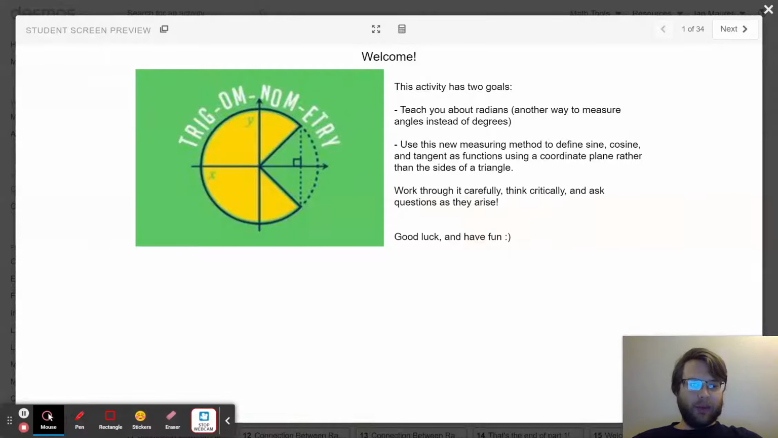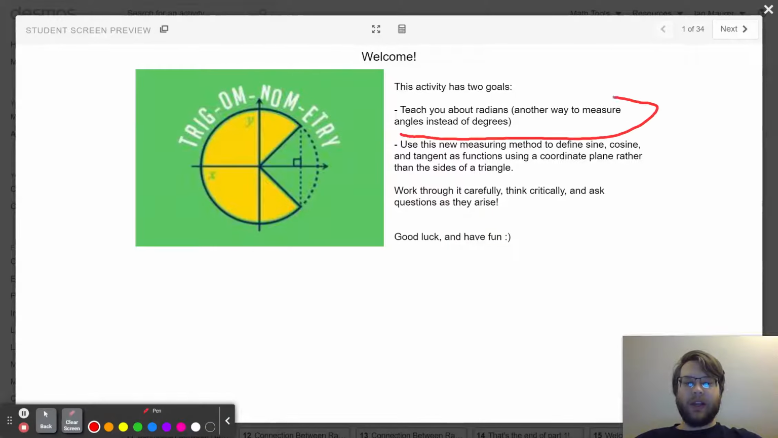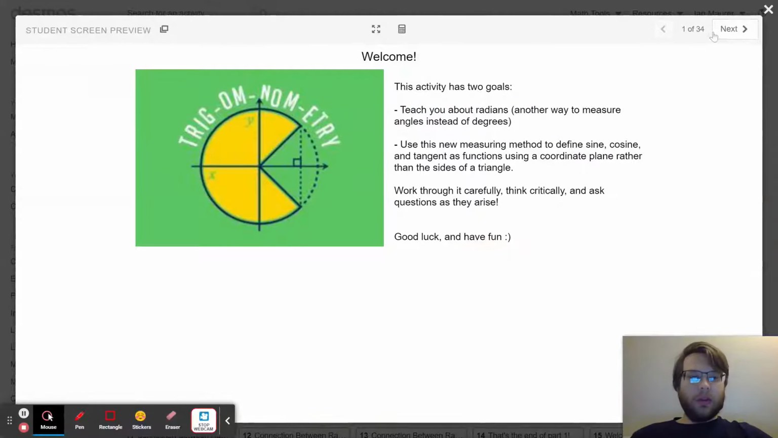I'm going to walk through a couple of the slides briefly at the beginning part of the activity where we're looking at radians and degrees. That's the first learning target here: teach you about radians, talk about how radians are related to degrees, and hopefully convince you that they're actually useful. So here we go.